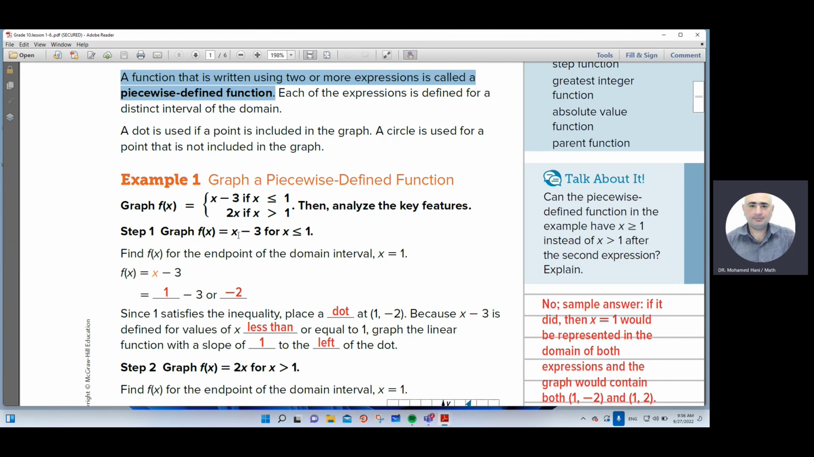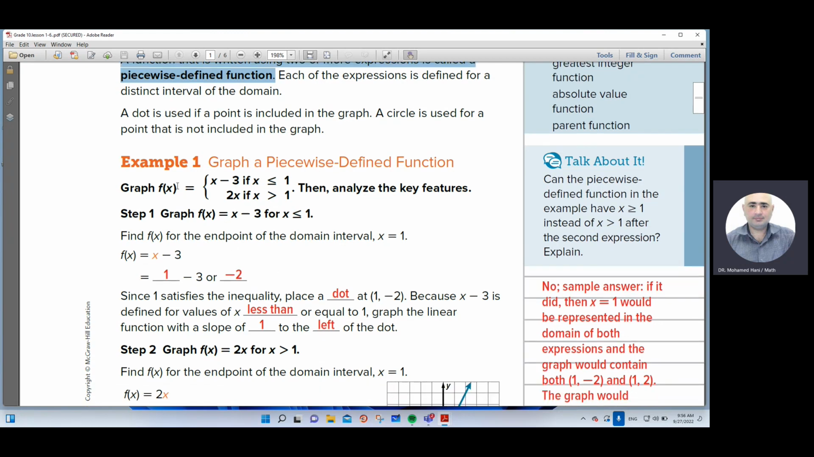How to graph f(x) equals x minus 3 for x less than or equal to 1. As you see, the value of x is less than or equal to 1, which includes x equal to 1. If you substitute x equal to 1 into this expression, you will get the value of y. So take the function f(x) equals x minus 3, then put the value of x as 1. 1 minus 3 will be minus 2. So we have the point 1, minus 2. You can write this example with me.